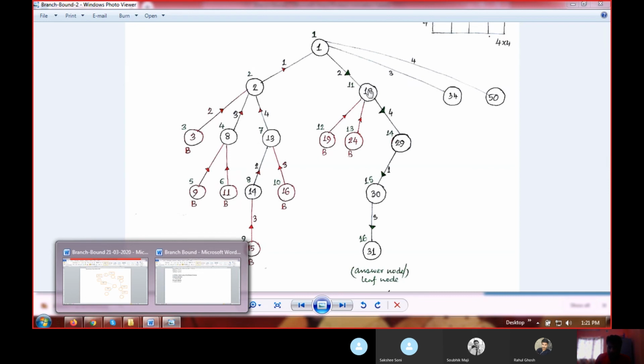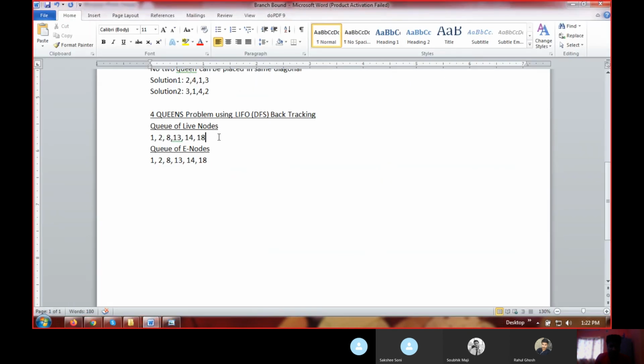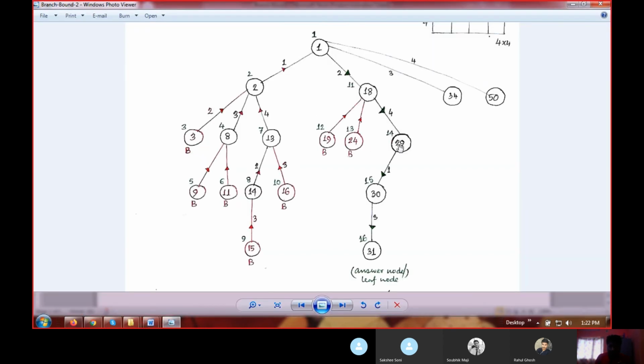Next, from node 18, the third possible child is generated, 29, which is not violating any bounding function. So 29 is added to the queue. Also, this becomes the next E-node. So we are now exploring 29. Two children are possible at this level.